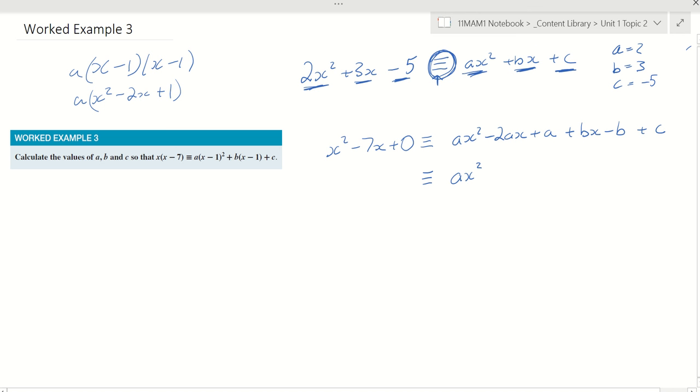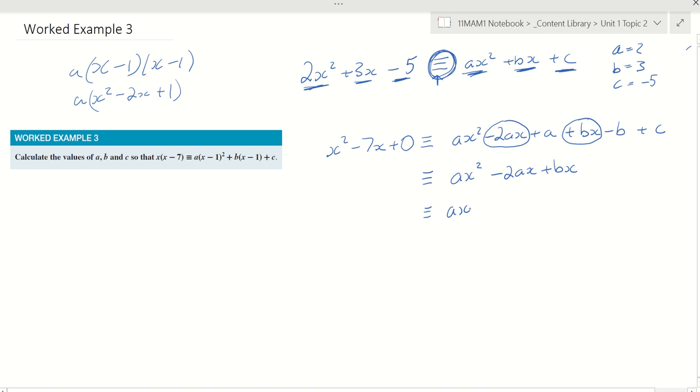Now on this side, the next thing I need is the plus bx. Well, I've got two terms which have an x in them, this one and this one. So if I write them down together, minus 2ax plus bx. Two terms with an x in it. Now on this side, I've only got one term with an x. So I need to simplify that somehow, and I'll do that now.